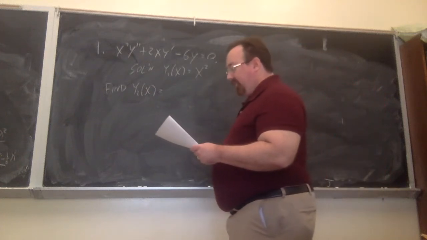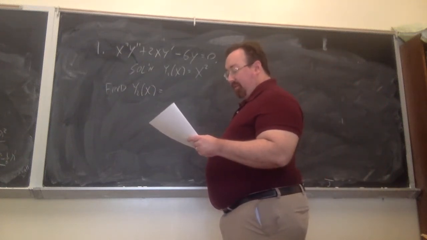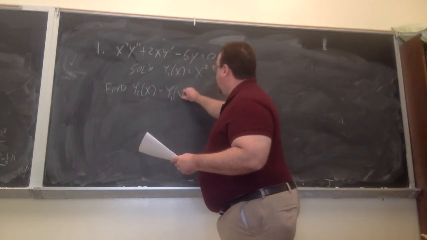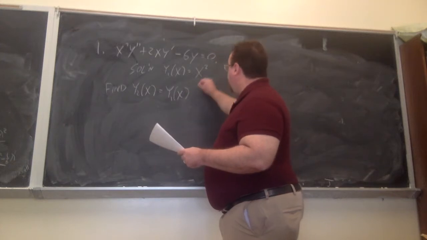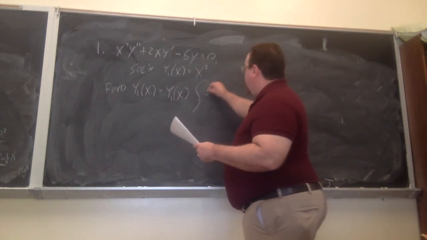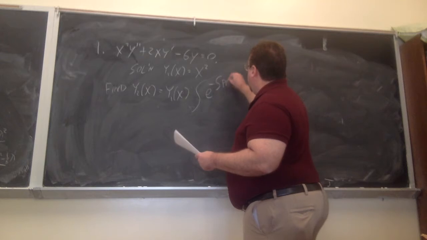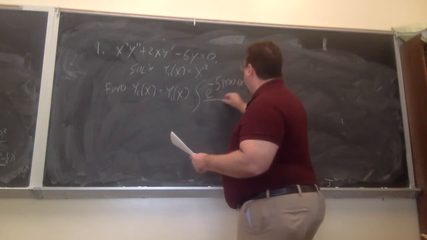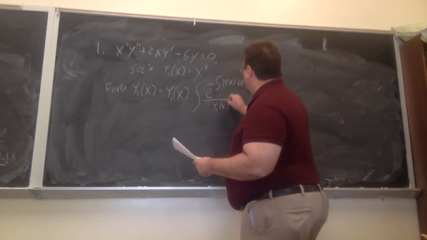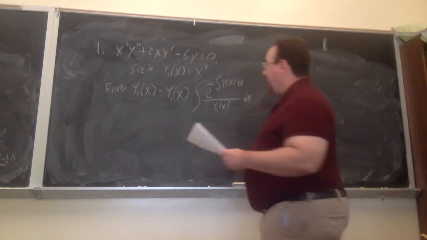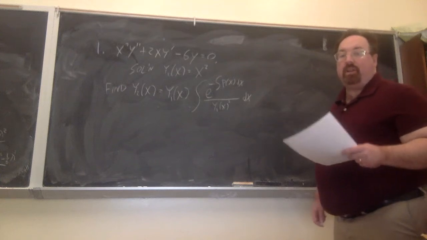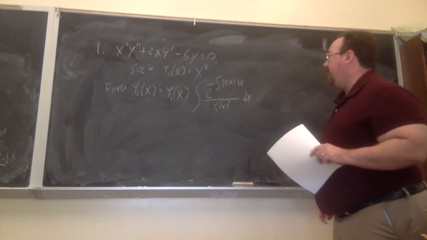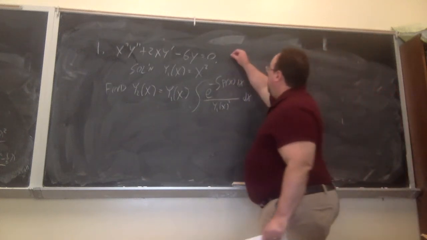So there's a formula given, and they actually give this in the problem. Formula for y2 of x: it's equal to y1 of x times the integral of e to the minus integral of p of x dx, over y1 squared, dx. There are 2 integrals to work out. However, do not jump in too quickly because you have to make sure you have the right p of x.